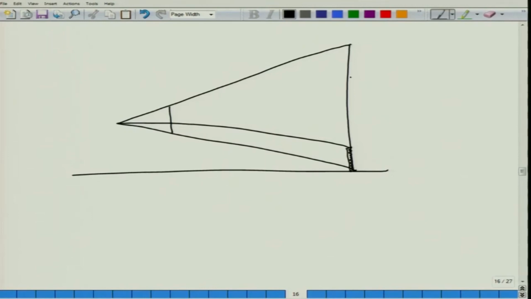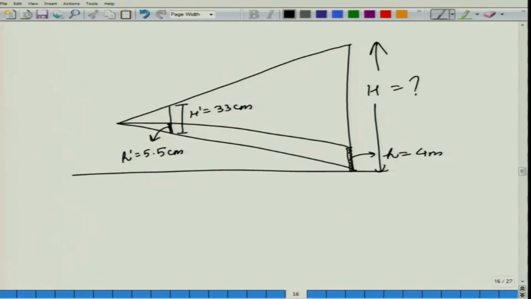So, here we are given that for a tree the staff length is 4 meters. So, we have small h is equal to 4 meters. We are given that the length of the hypsometer is 33 centimeters. So, capital H prime is equal to 33 centimeters and we measure small h prime. So, this distance small h prime is 5.5 centimeters. We need to calculate capital H, that is the height of the tree, is question mark.